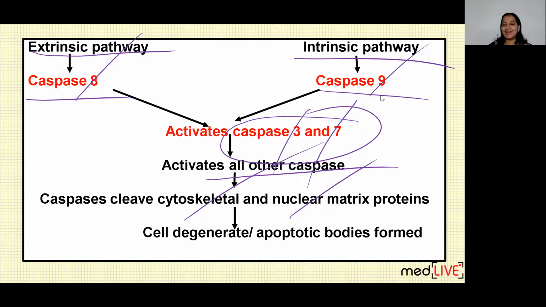So in this lecture, we have discussed three things: what is apoptosis, why apoptosis occurs, and how it occurs. The mechanism of apoptosis is very important for your university exams as well as for NEET, AIIMS and all other competitive exams, MCQs of those exams. In the next lecture, I will be discussing necrosis.